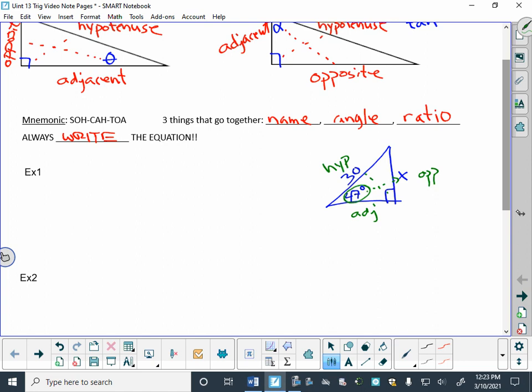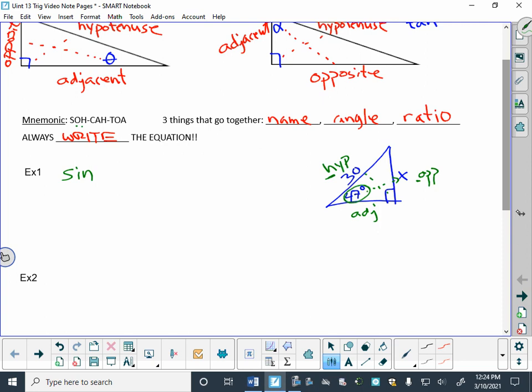And so now I look at the labeled things and the stuff that I know or want to know. I want to know the opposite, and I know the hypotenuse for this particular angle. So I go to my mnemonic and I'm looking for which one has an H and an O in it. The one that has an H and an O in it is the one that starts with an S. That's the SOH. That tells me I'm doing sine. And so the first thing I write down is that I'm doing sine of a particular angle.